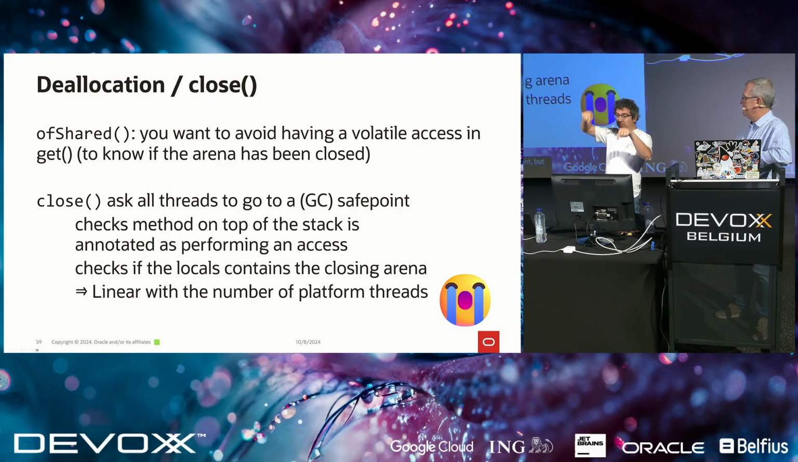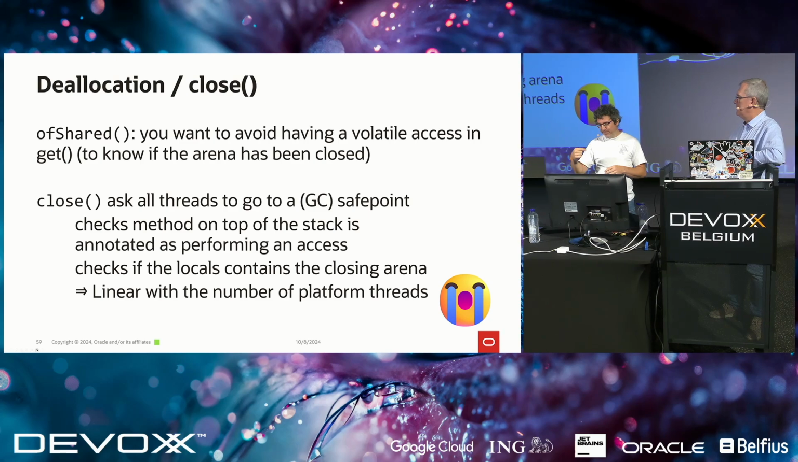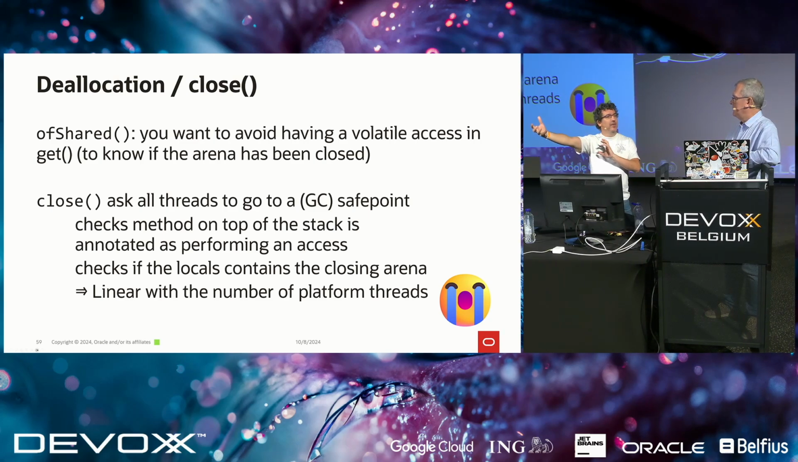So we are adding things into this GC safepoint, which is basically when you want to close a shared arena, you will ask all other platform threads to go to a GC safepoint. And at that time, you know that you are not running an access because you are at a GC safepoint. But a GC safepoint can still occur inside a loop.